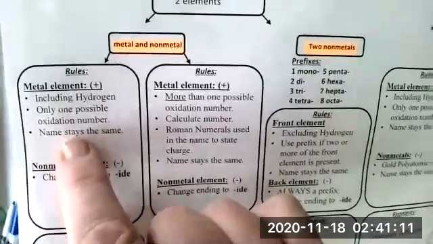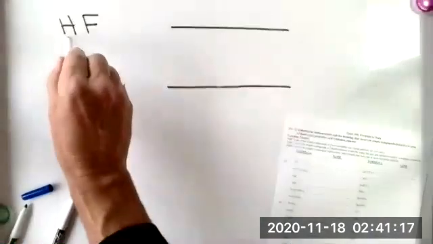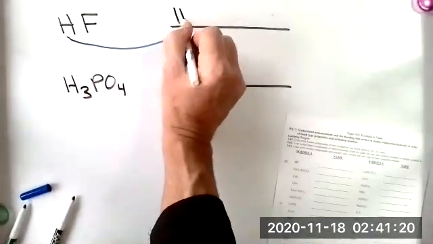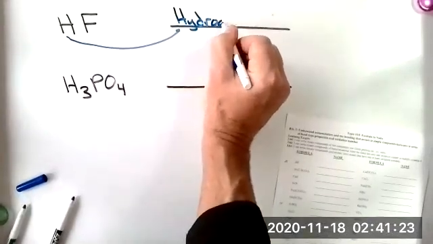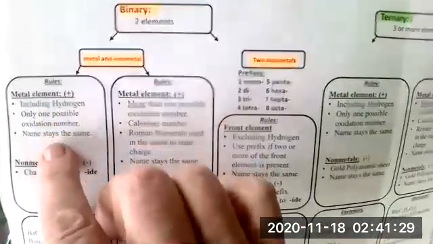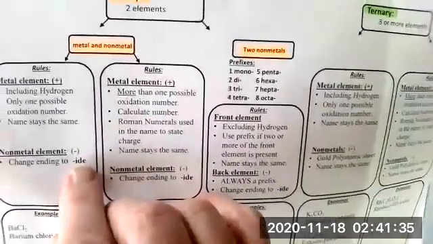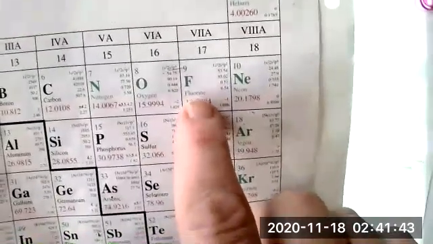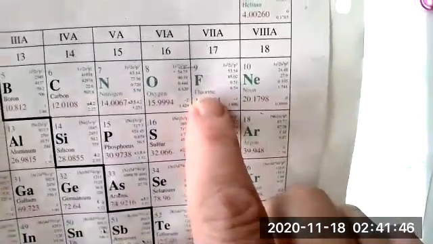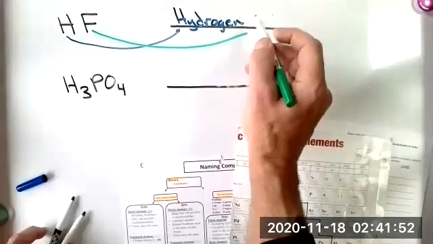What do you do with his name? Well, it simply stays the same. H stands for hydrogen. Finished, finished, finished, finished. The nonmetal, find out who he is, cut it, splice it, change it to IDE. Who is that guy? He's this guy right here. I'm going to change fluorine to end in IDE. Fluorine becomes fluoride.